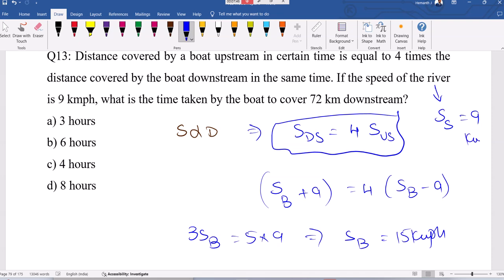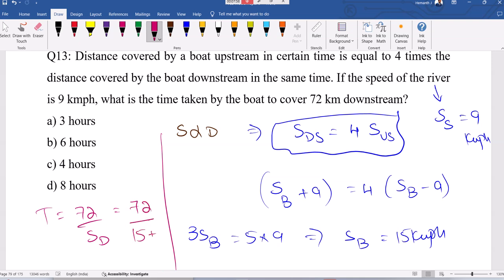Speed of stream is 9 kilometer per hour. Speed of boat is 15 kilometer per hour. Now downstream, time taken to cover 72 kilometers. Downstream, speed of boat plus speed of stream should be added. So 72 divided by 24 is nothing but 3 hours.